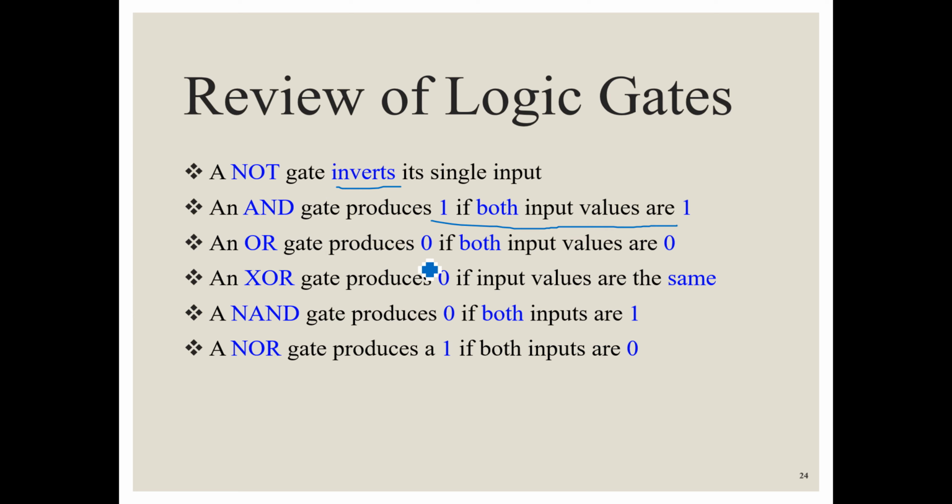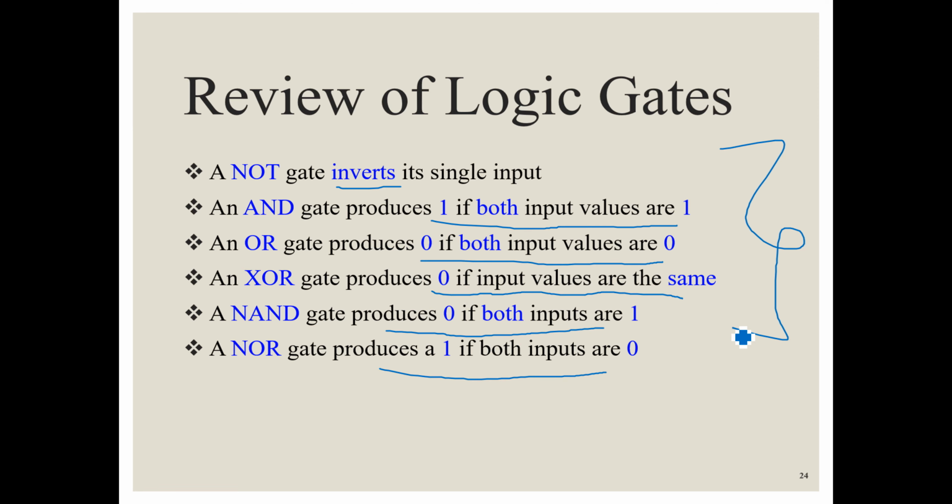An OR gate produces 0 if both the input values are 0. An XOR gate produces 0 if both the inputs are the same. A NAND gate produces 0 if both the inputs are 1. A NOR gate produces 1 if both the inputs are 0. So this is what we have studied in the previous slides with the help of its diagrams. This is regarding the review of logic gates.